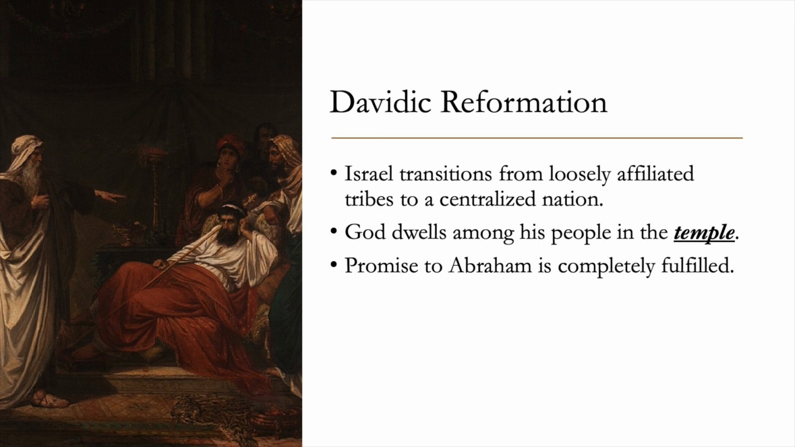The Davidic Reformation, when they have the full promise, Israel transitions from loosely affiliated tribes to a centralized nation. This is where we transition from tabernacle to temple. We talked about this a little bit the other day. God is dwelling in a permanent residence, not in a tent, because they don't have to wander around anymore. This is the only part where we have the full promise to Abraham realized. And even this is not that great, right?